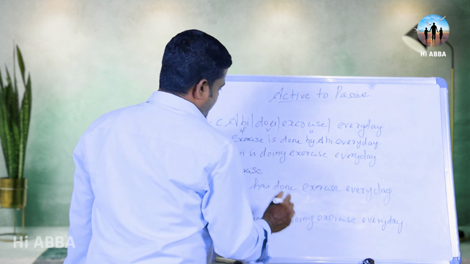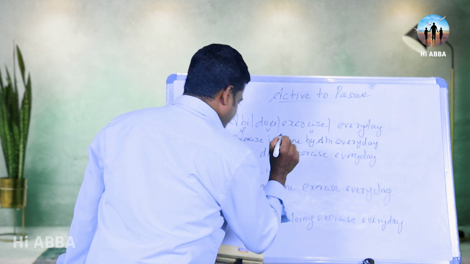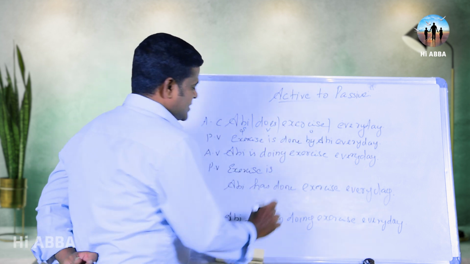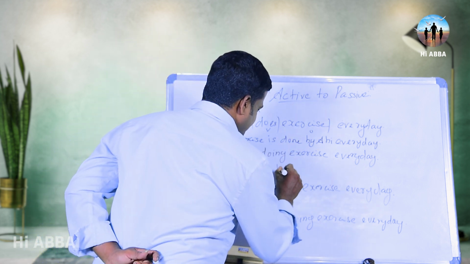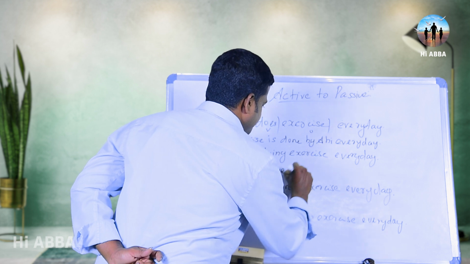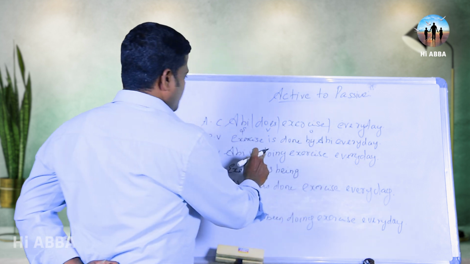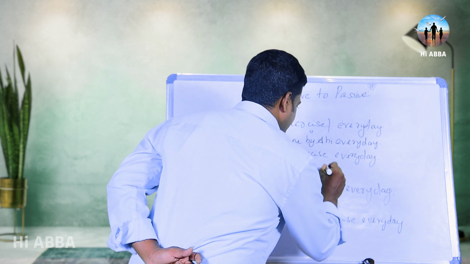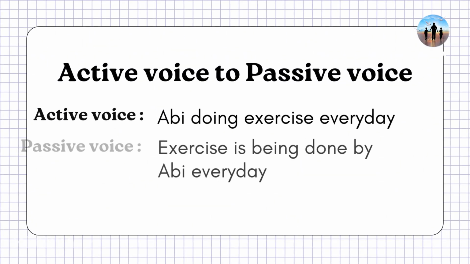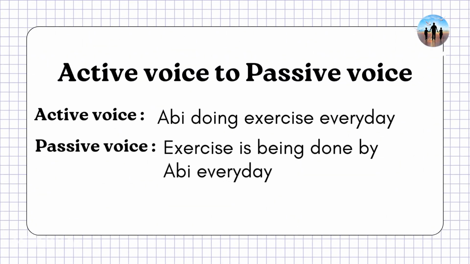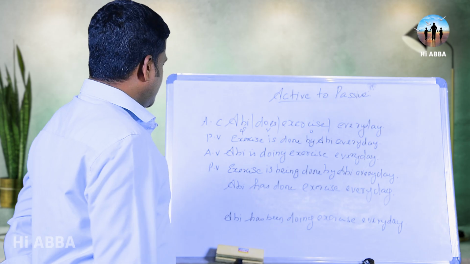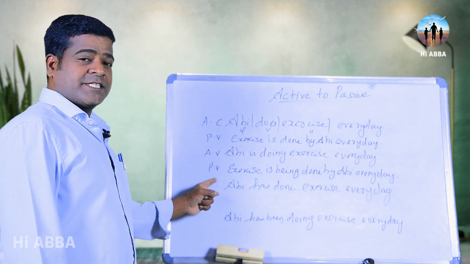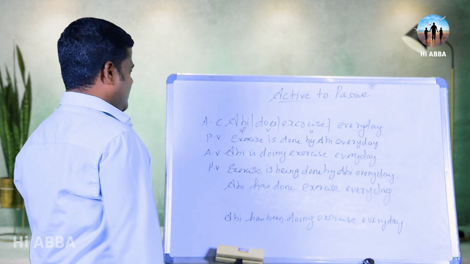Next will be followed by the be-form verb "is" only. This is being continuous tense, so another be-form verb will be added, that is "being". Then V3 of the verb, "done", then "by" plus the object, which means "by Abhi", then the rest, "every day". So now present continuous tense is changed to passive voice.